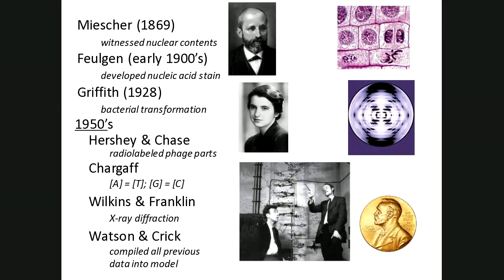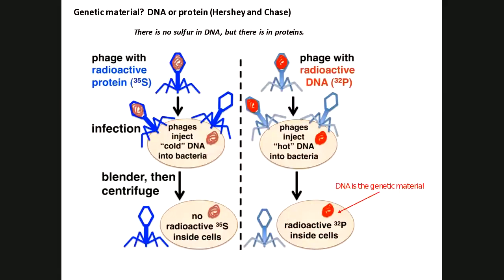So then Hershey and Chase in the 1950s began to use these radio-labeled phage parts. A phage is this blue thing. A phage is a virus. Viruses come in many different forms and shapes. These are called bacteriophages, phages to eat. Bacteriophages attack and kill bacteria. So even at the bacterial level, you've got things coming after you.